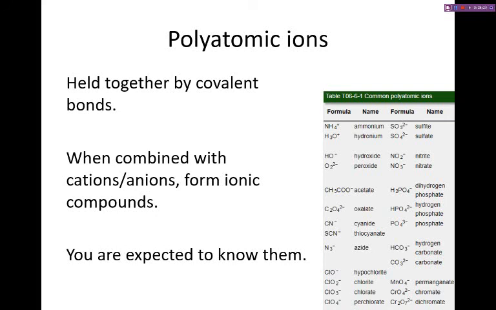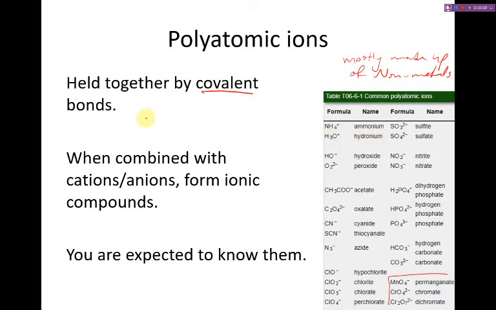So polyatomic ions, if you notice, for any given ion, are made up of nonmetals, with a few exceptions. So they're mostly made up of nonmetals, and therefore they have covalent bonds between the elements within the ion. However, because they're all charged, when they combine with other cations, in the case of the polyatomic anions, or when they combine with anions, in the case of the polyatomic cations, they're going to form ionic compounds.